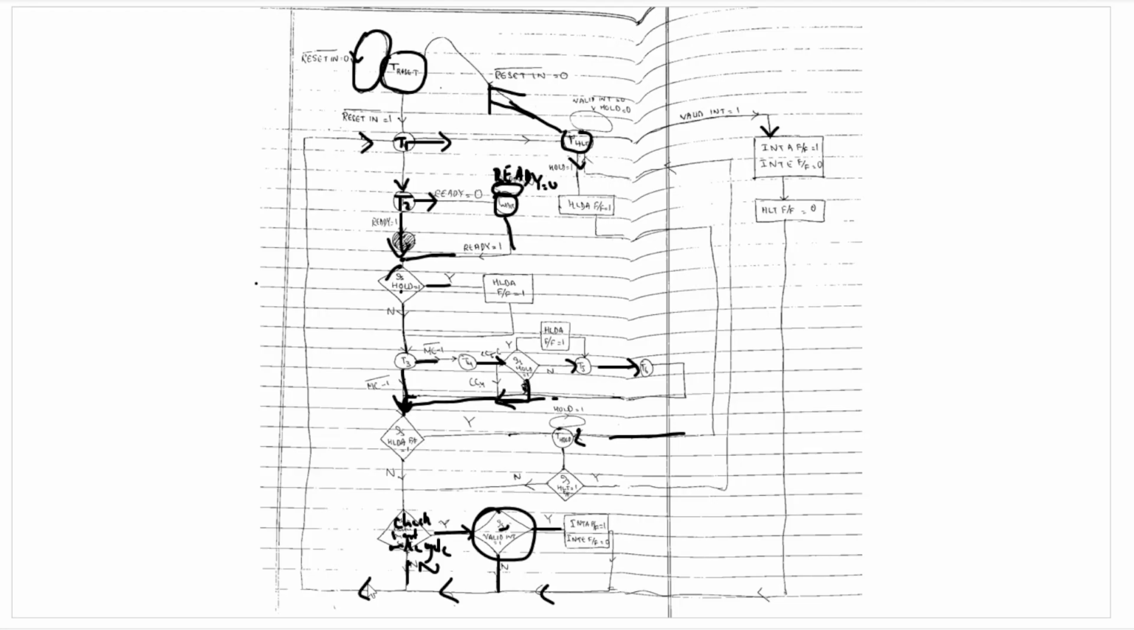So this completes our state transition diagram. You should be able to know how the microprocessor transitions from one T state to another. So that's all for this session.